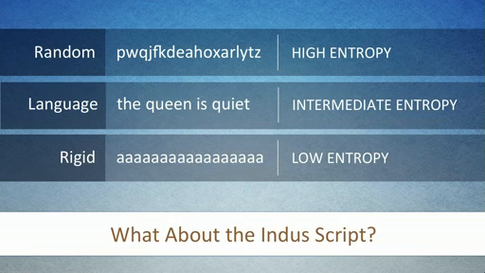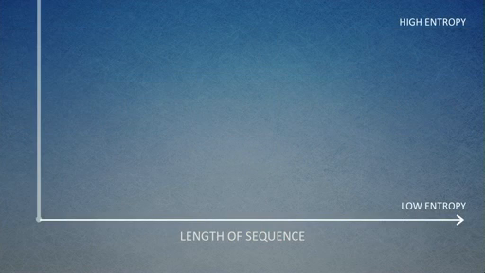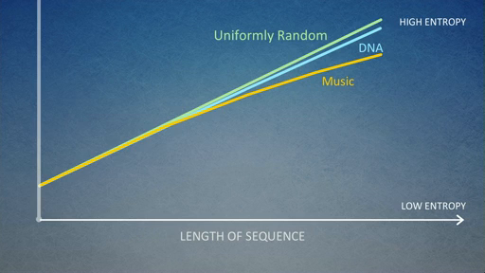What about the Indus script? So here's a graph that plots the entropies of a whole bunch of sequences. At the very top, you find the uniformly random sequence, which is a random jumble of letters. And interestingly, you also find a DNA sequence from the human genome and instrumental music. Both of these are very, very flexible, which is why you find them at the very high range.